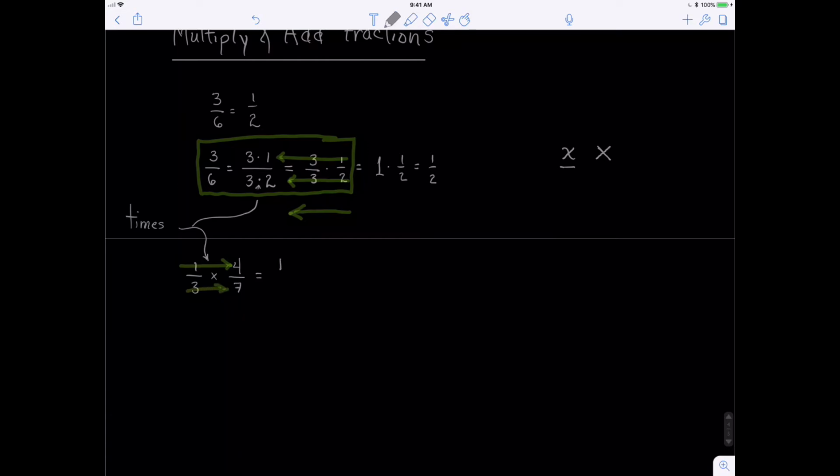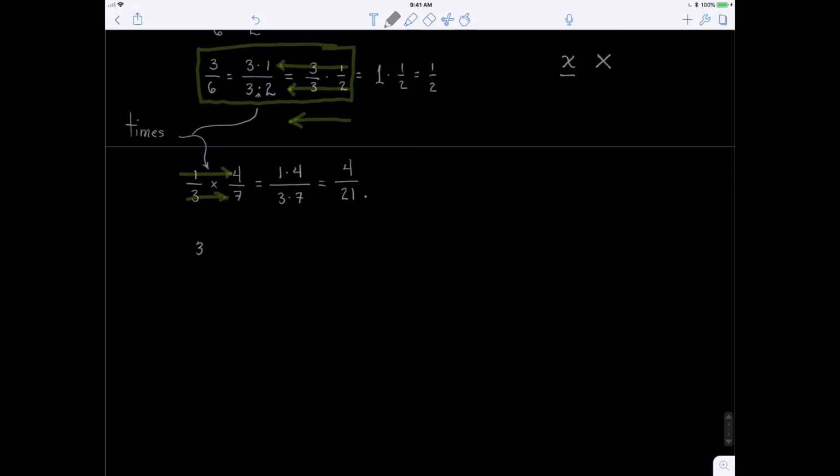So this becomes 1 times 4 over 3 times 7. Well, we know how to do this. 1 times 4 is 4, and 3 times 7, that's 21. And that's it. We're done with that one. Now, let's try a problem that has another step inside of it. Let's try this.